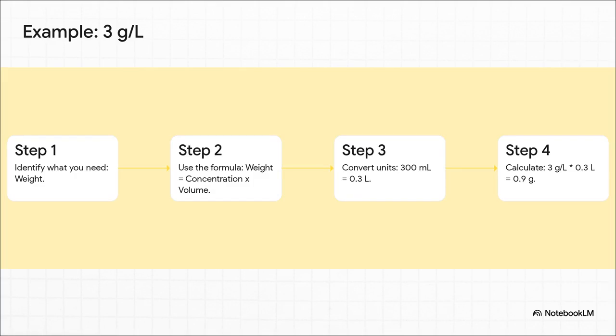Okay, let's put this into practice with a real example. Let's say you need to make 300 milliliters of a solution, and the recipe calls for a concentration of 3 grams per liter. How much stuff do you weigh out? Well, step 1. We know what we're looking for, weight. The formula tells us weight is just concentration times volume. But, and this is super important, you gotta watch your units. The concentration is in grams per liter, but our volume is in milliliters. They have to match. So for step 3, we convert 300 milliliters into 0.3 liters. Now we're ready for step 4, the easy part. You just multiply 3 grams per liter by 0.3 liters, and you get your answer, 0.9 grams.